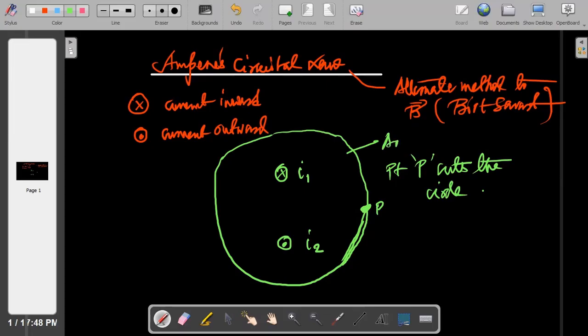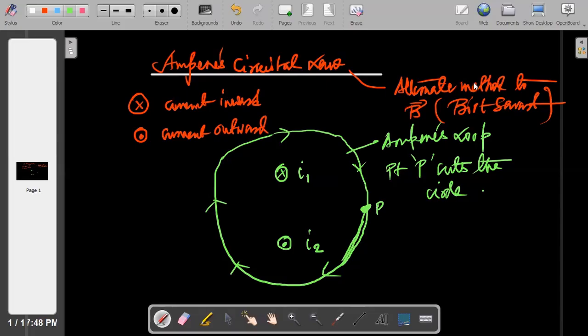And this is called Ampere's loop. Please remember, this is called an Ampere's loop. And the direction we are taking is clockwise. We are assuming the direction is clockwise. It is rotating, right? Now there are two currents. One is flowing inward, one is flowing outward. So how to consider? We are considering that the loop is going in the clockwise direction, right?